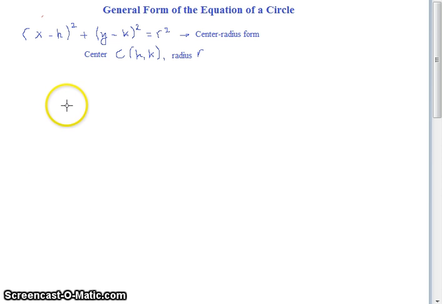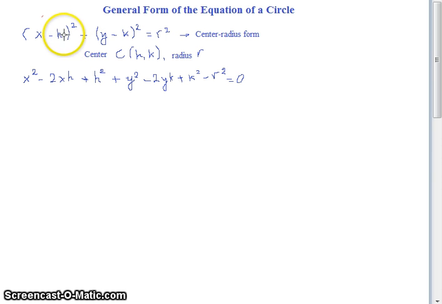We'll start from the center radius form of the equation of a circle, with center C, a point with coordinates h and k, and a radius of r. This center radius form is (x minus h) squared plus (y minus k) squared is equal to r squared. Let's square each of the binomials and also move r squared to the left side of the equation.